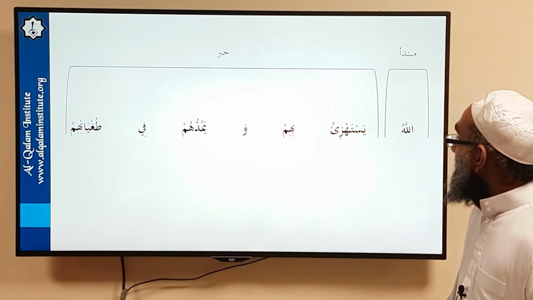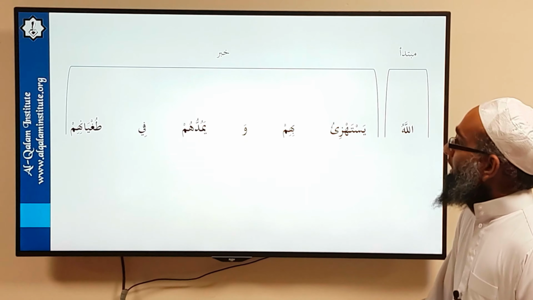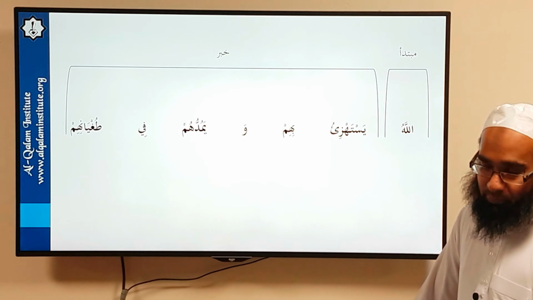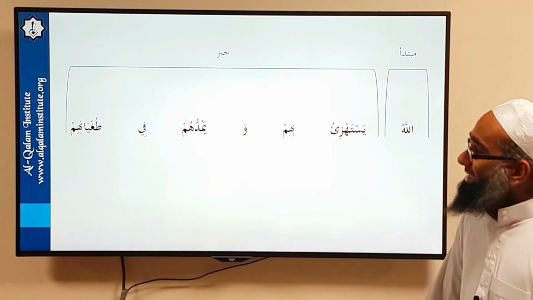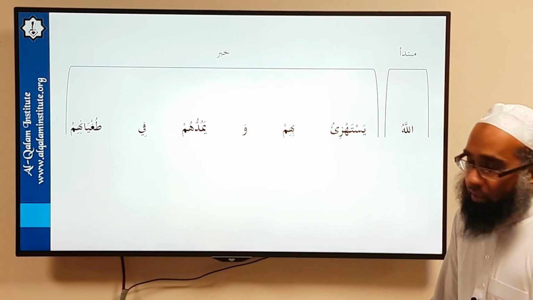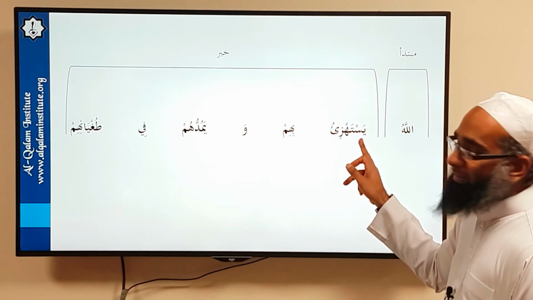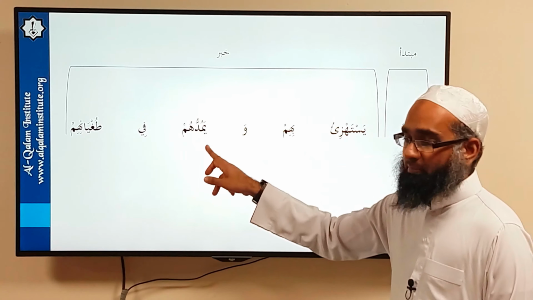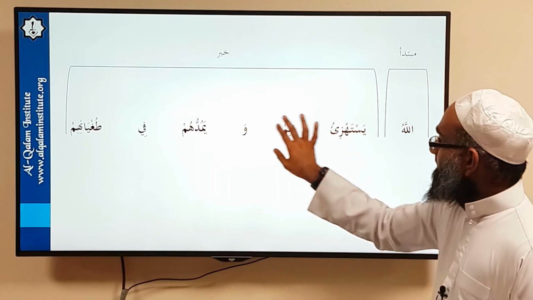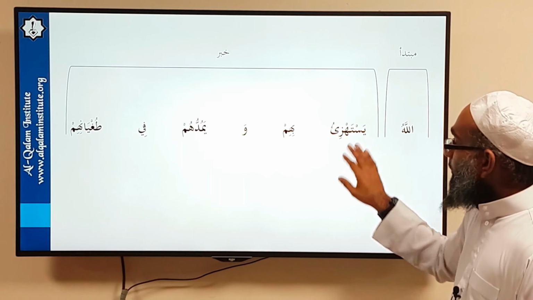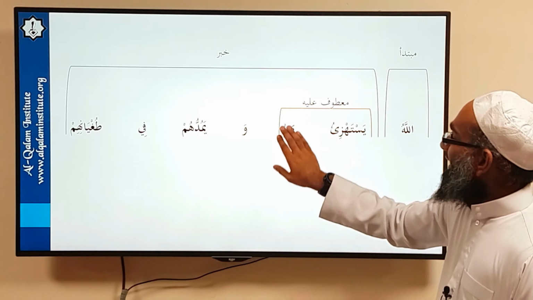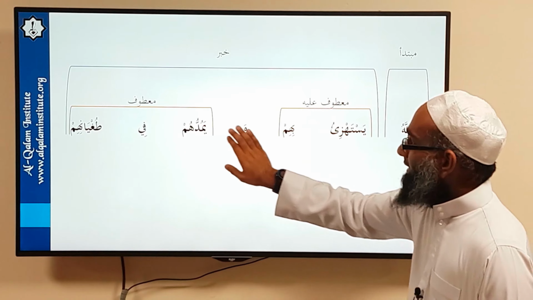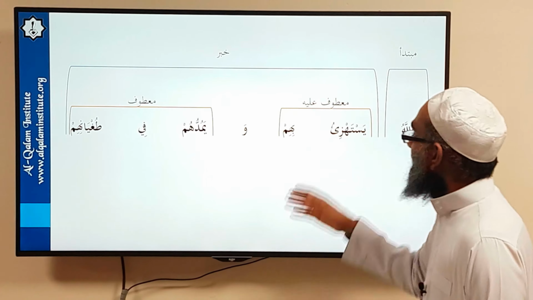Correct? Now we got the mubtada, we got the khabar. Khabar, one word or more than one word, sentence, more than one sentence? Sentence. One sentence or more than one sentence? Two. Why? Because yastahzi'u, you've got a ya at the beginning, it has to be fi'l mudari'. So then what does this become? One sentence, which is called what? Ma'tuf alayh. Ma'tuf alayh, and then harful atf, and it's called? Ma'tuf. Very good.